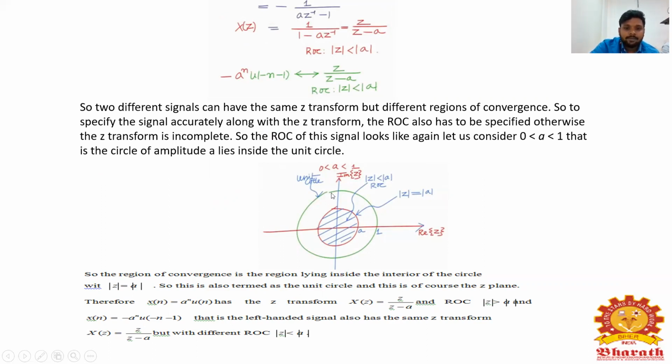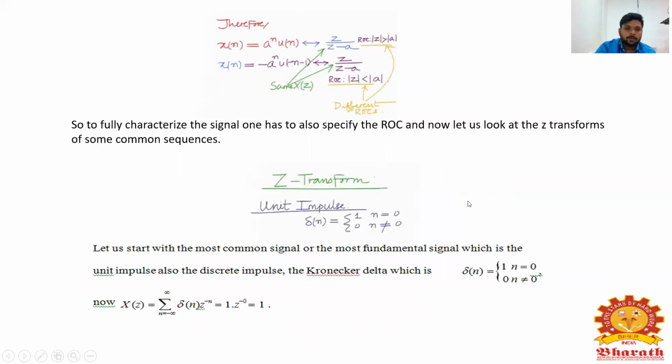If you see this diagram, this is the diagram for minus a power n u of minus n minus 1, that is a left hand signal. Here I am taking the x-axis as the real part of z and the y-axis as the imaginary part of z. For modulus of z less than modulus of a, we have the circle of amplitude lying inside. If it is greater than modulus of a, it lies outside. So that is the difference.